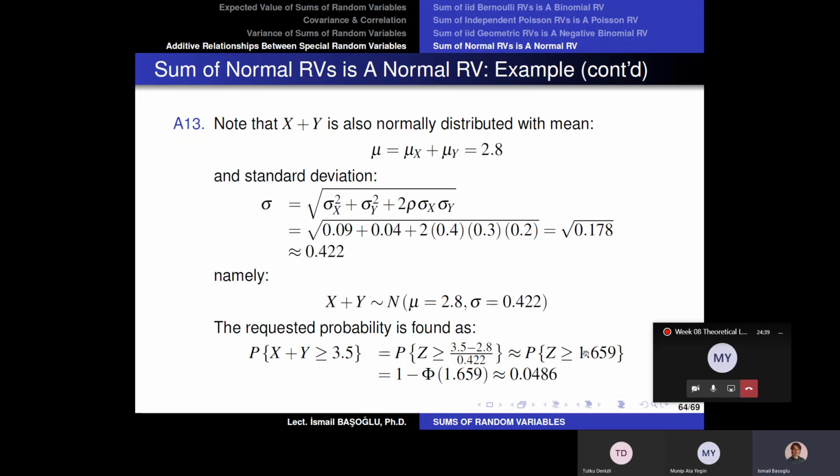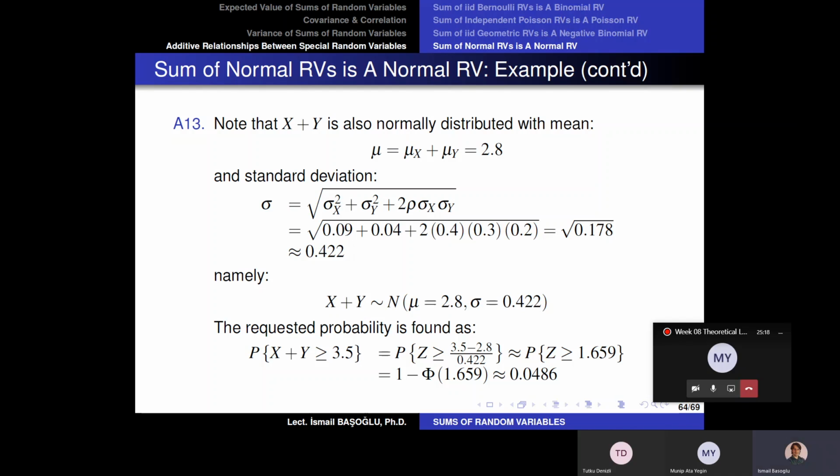And the probability of Z being greater than 1.659 is what? 1 minus the standard normal CDF at the same value. And at 1.659, we can check the CDF of the normal distribution from the table and subtract it from 1, and the result would be 0.0486. So the probability that the total amount of rainfall in Istanbul and Trabzon on a random day of the year is more than 3.5 millimeters is equal to 0.0486.